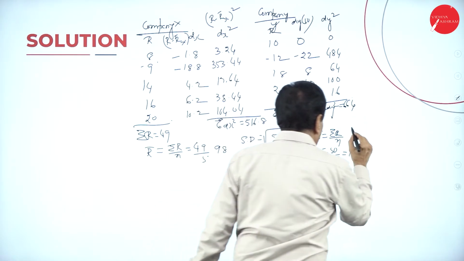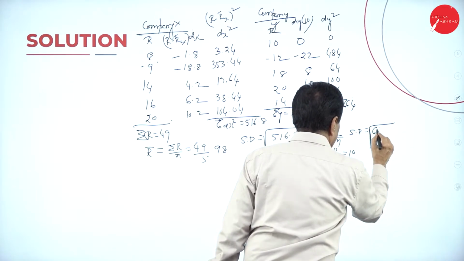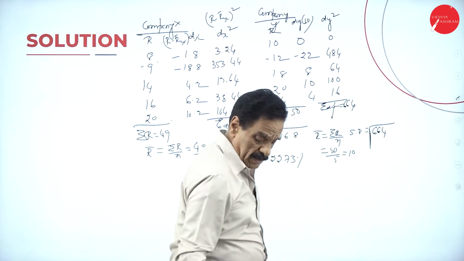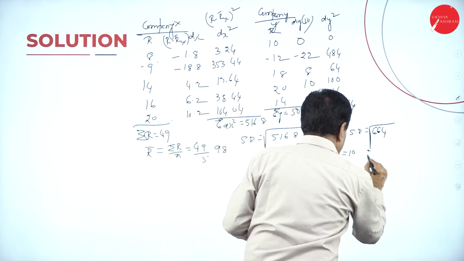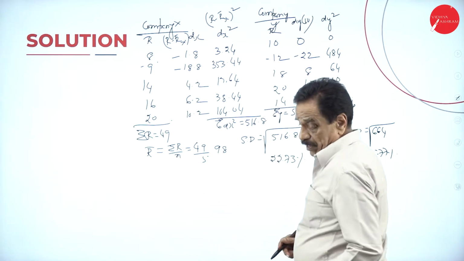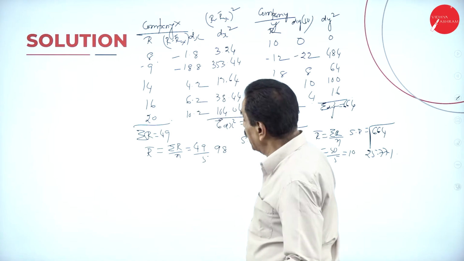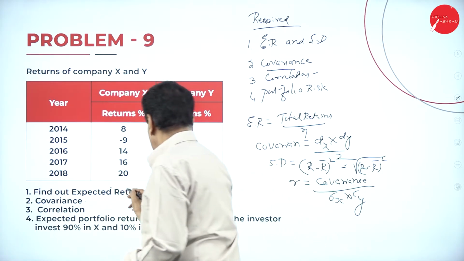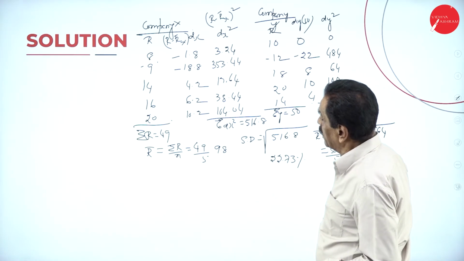So standard deviation is equal to root of 664. Root of this is 25.77%. Then we have to find out the mean. What's the question they ask? Expected return and standard deviation is over. Then covariance.